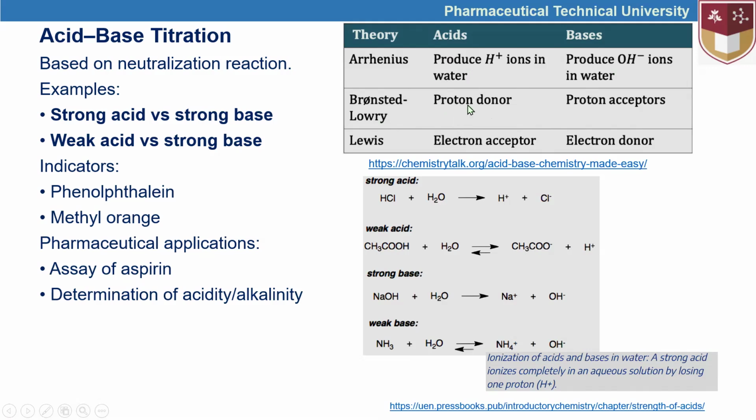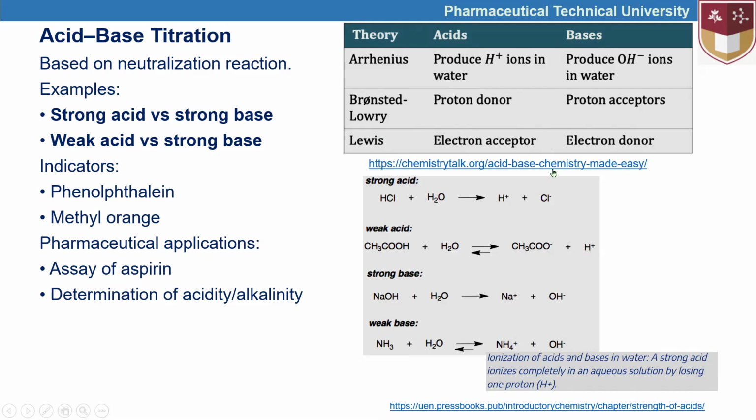Actually, here we can claim that they stand for the same meaning. But for the bases, it can be a bit different. So according to Bronsted-Lowry theory, bases are those that accept protons. So the bases are proton acceptors. And according to Lewis definitions, acids are the ones that are electron acceptors, and bases are those that are considered to be electron donors.